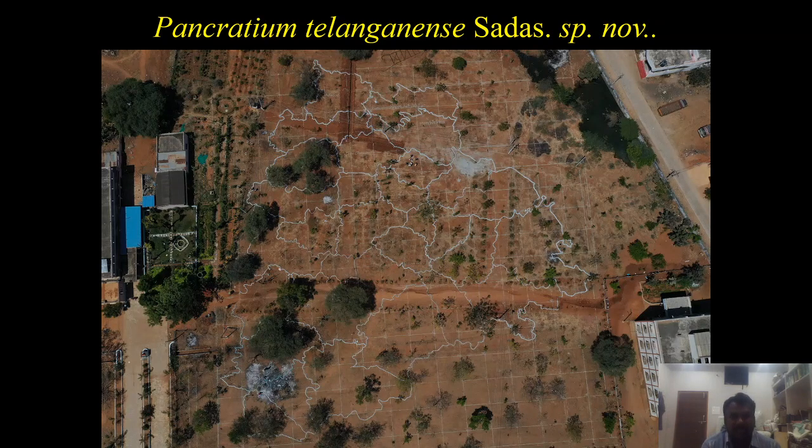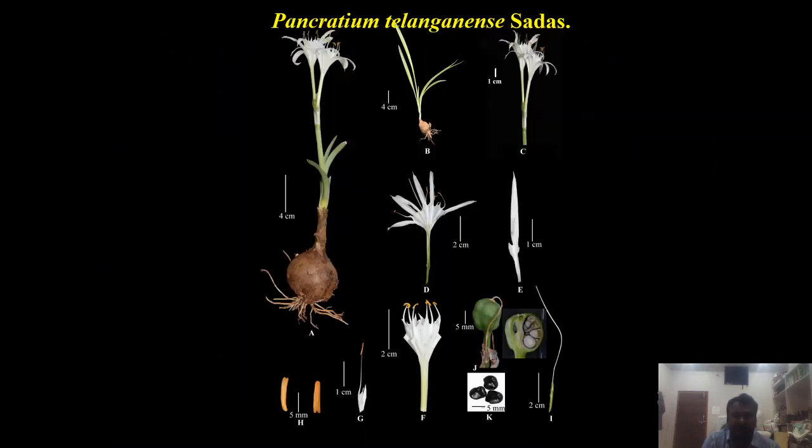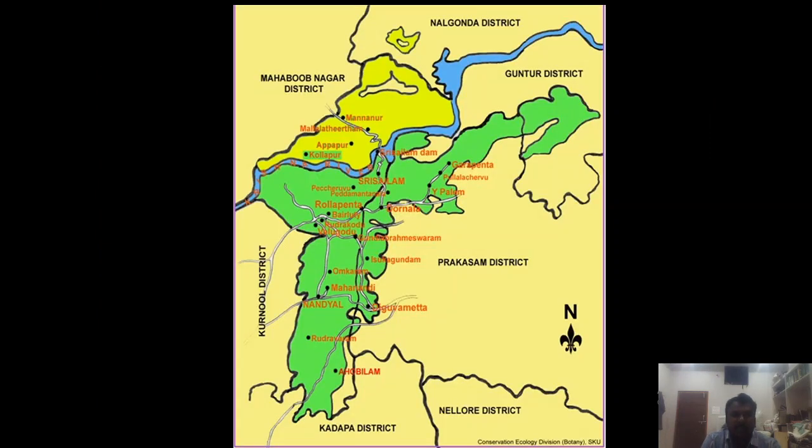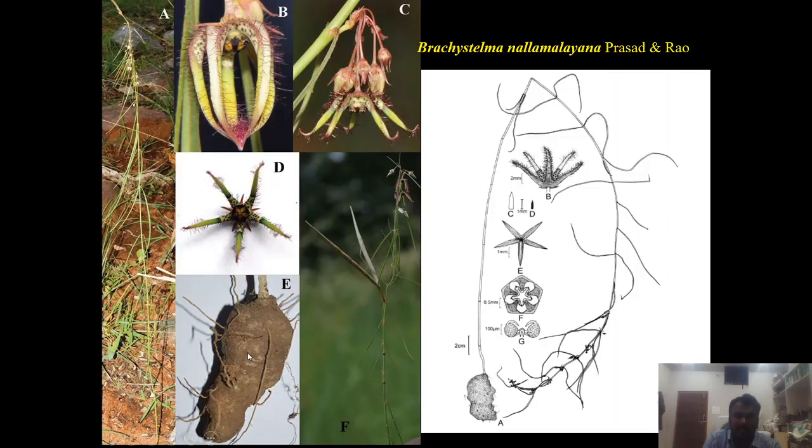Pancratium telanganense, one of the species named after Telangana by me. This is the species Pancratium telanganense. Now, Andrographis nallamalayana, named after Nallamalais. This is the entire Nallamalais of Andhra and Telangana. Brachystelma nallamalayana.